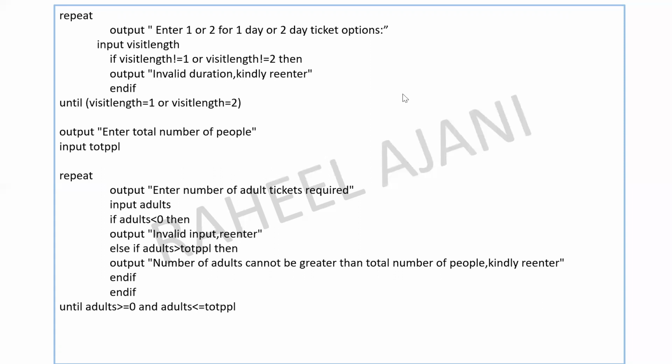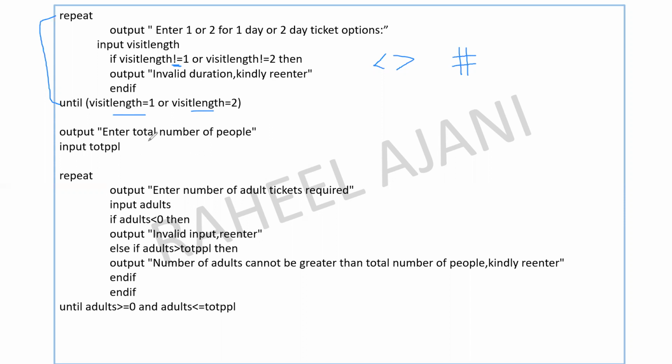One more thing, I have taken this as a not equal to. Even if you take this particular operator for not equal to, or this operator, that is also counted as valid as far as pseudocode is concerned. Okay, so if your visit length is neither 1 nor 2, then you get an error message and you have to re-enter. So again, that repeat until loop will take care of re-entering till you enter a valid visit length for this particular code.